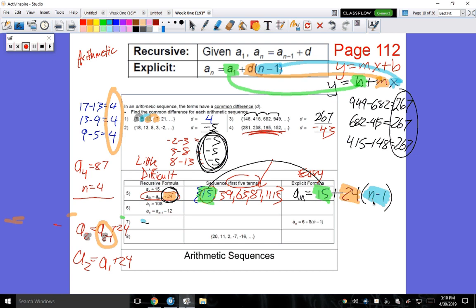Questions? Okay. So, I'm going to call on you, so be ready. I'm going to call on you by name. I'm going to ask you different pieces of the explicit, the recursive, and the formula. Okay? First of all, let's start with number 6. We'll go with Eric. Number 6. A sub 1 is 108. What does that mean? It's the beginning, so 108.